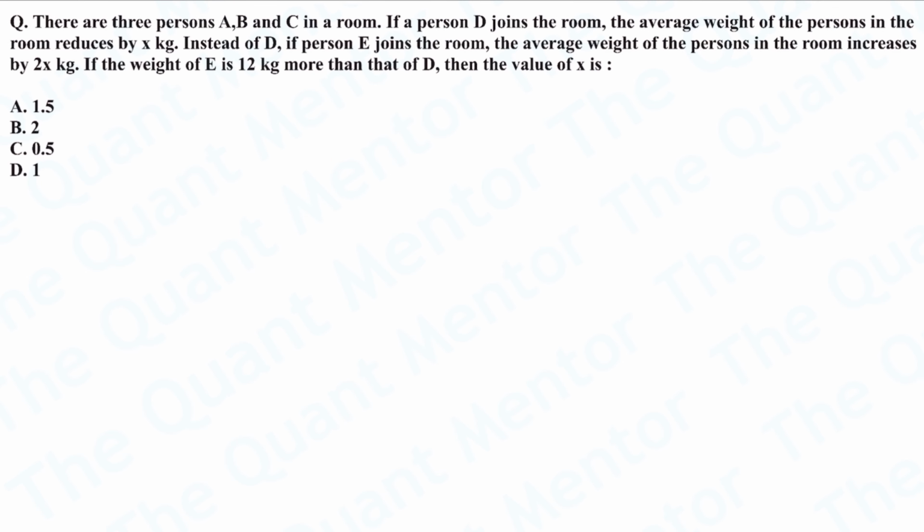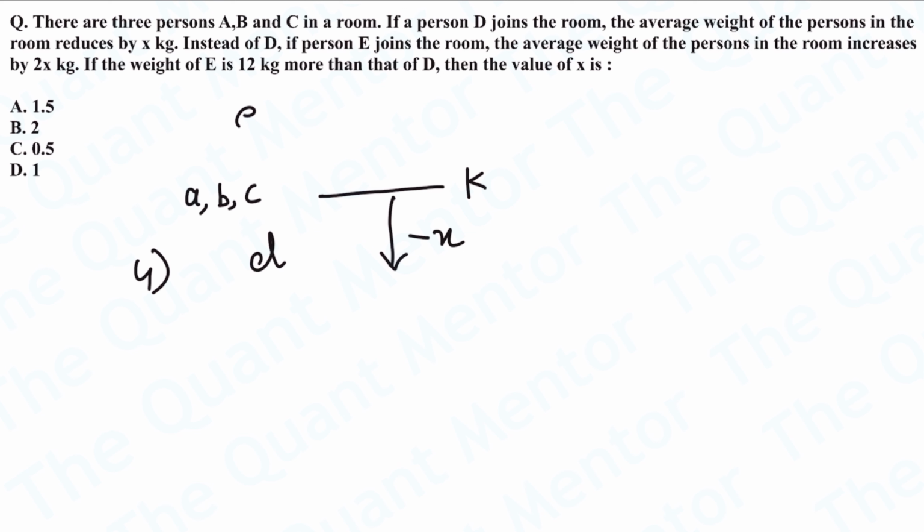Now next we have the concept of deviations, guys. We have 3 people A, B and C and their average was, suppose, K. When a new person D joins the group, the average falls by x, right? So now the 4 people have an average x less than the original. Instead, if E joins the group, the average of these 4 people increases by 2x. Notice the gap. The gap here is 2x and x, that is 3x.